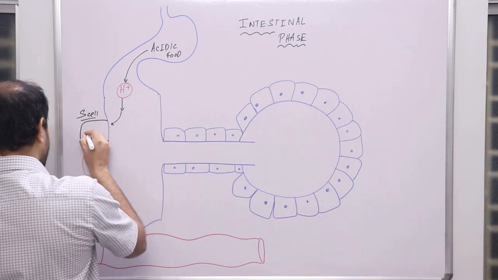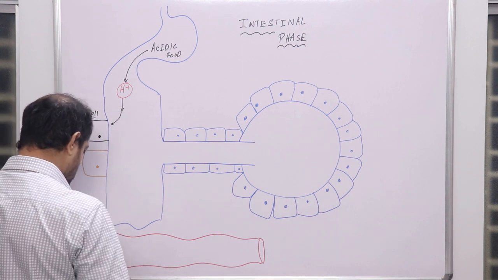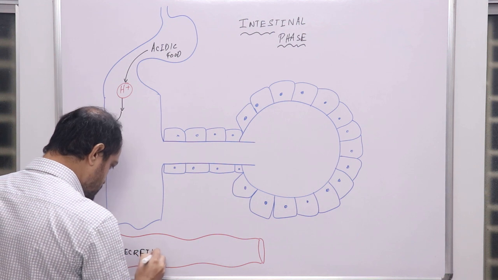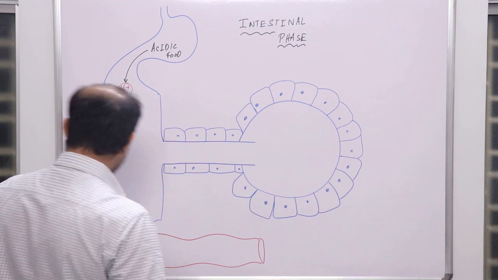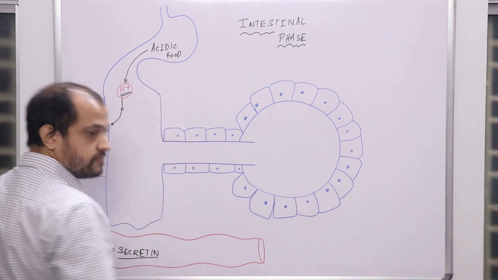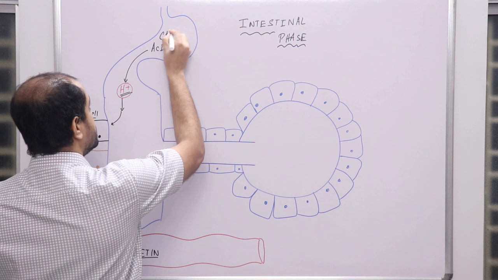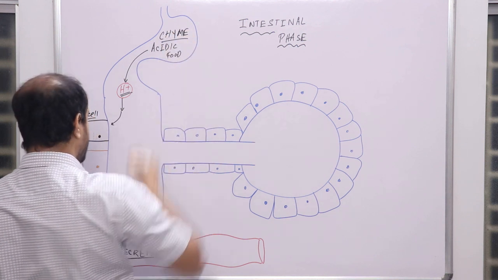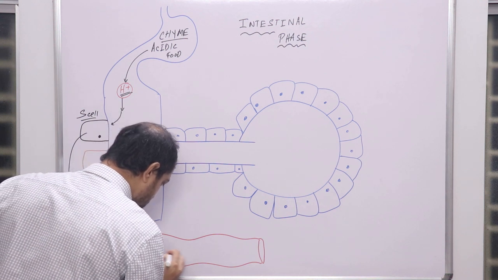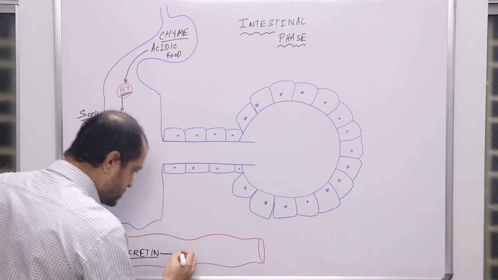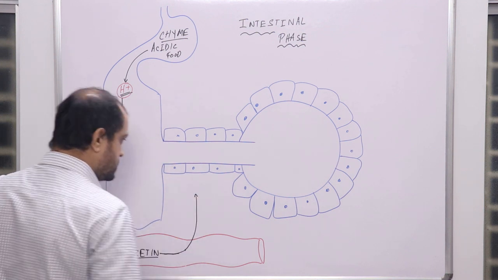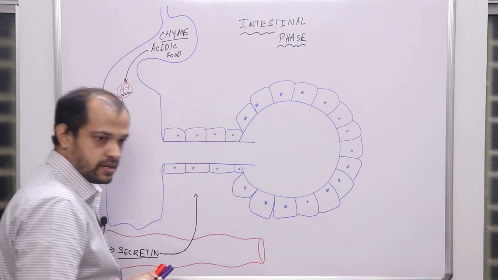So the S cell now secretes secretin. The S cell secretes secretin due to the acidic content of our food, that is chyme, right? Now what happens is that this secretin enters the bloodstream. As it is a hormone, it enters the bloodstream and its receptors are present on the ductal cells.